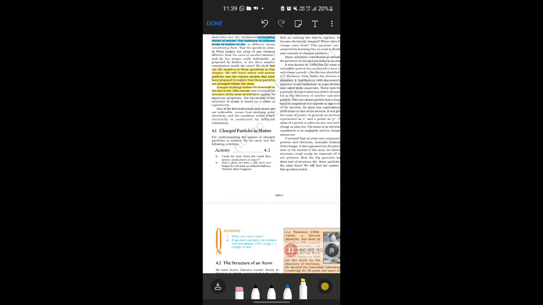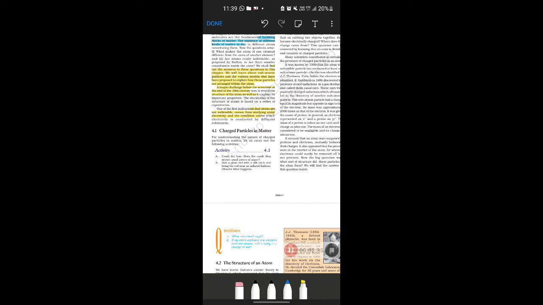One of the first indications that atoms are not indivisible comes from studying static electricity. What do we study? Static electricity, and the conditions under which electricity is conducted by different substances, that is, charged particles in matter. For understanding the nature of charged particles in matter, let us carry out some activities.